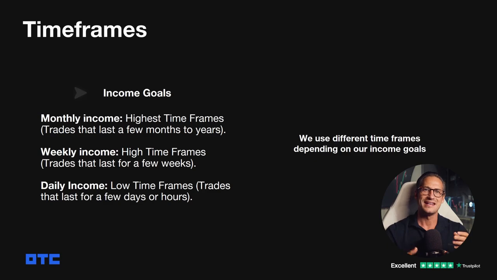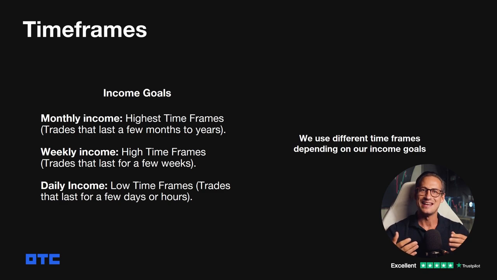When talking about income goals, we have to discuss the different time frames related to them. There are 3 different income goals: monthly income, weekly income, and daily income. If we are looking for longer term trades, these are considered monthly or weekly income. So we look at higher time frames. If we are targeting daily income, then we look at lower time frames.